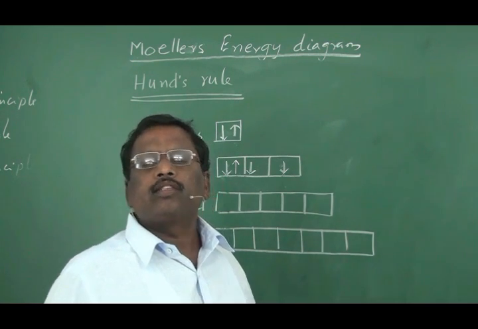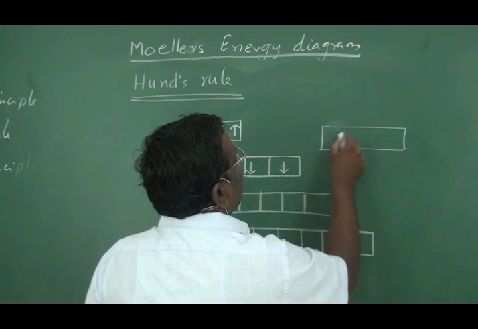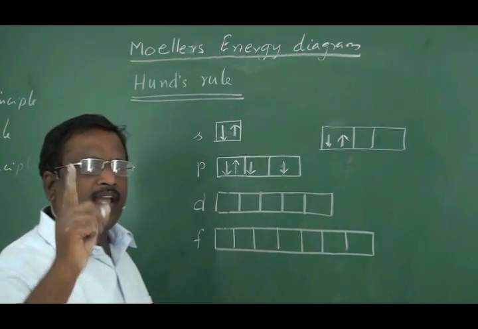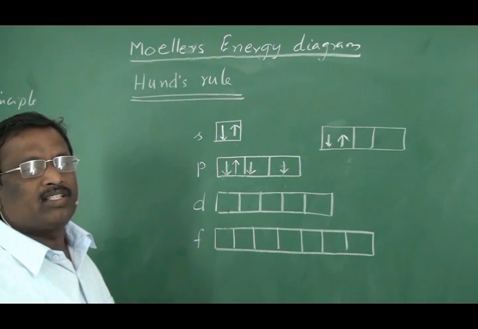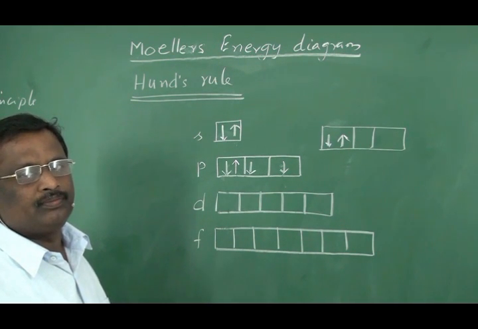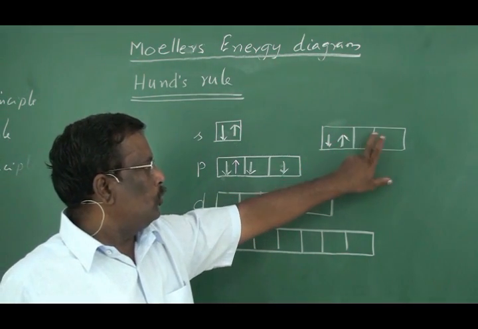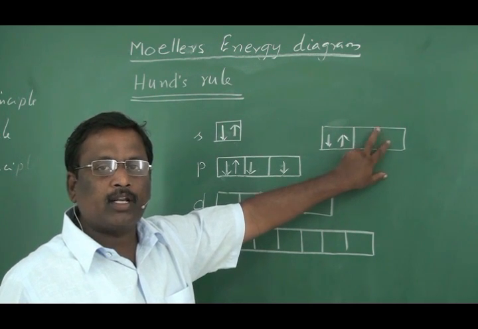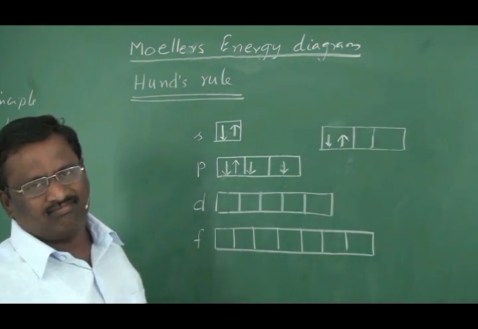Suppose in any atom, the electronic configuration is represented like this. That is against Hund's rule. The pairing should not take place when 2 orbitals are empty. When 2 degenerated orbitals are empty, the pairing should not take place.